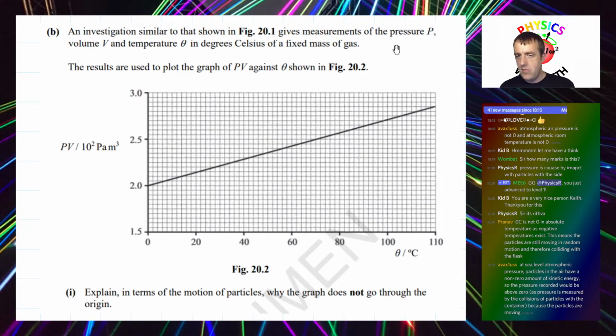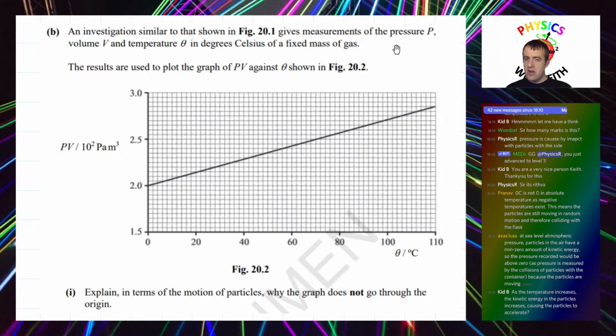I like that. So Avax says sea level atmospheric pressure particles in the air have a non-zero amount of kinetic energy. That is true. But we're not interested in the kinetic energy. We're interested in the motion of the particles. Be really careful what you're being asked for. So the pressure recorded would be above 0. As pressure is measured by the collisions of particles. Well, it's not measured by, but it's caused by the collision of the particles with the container.